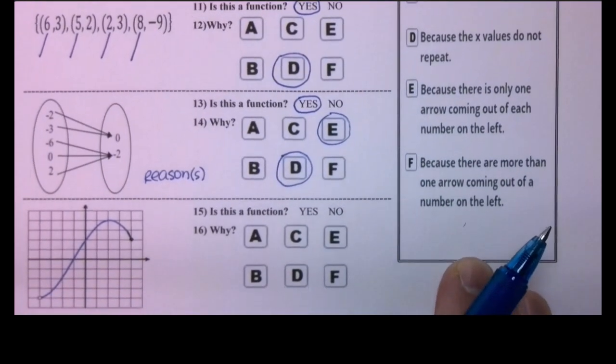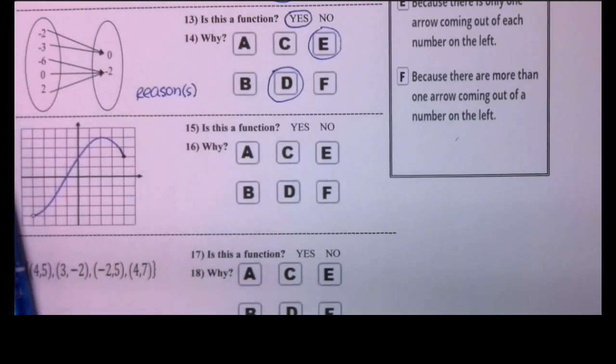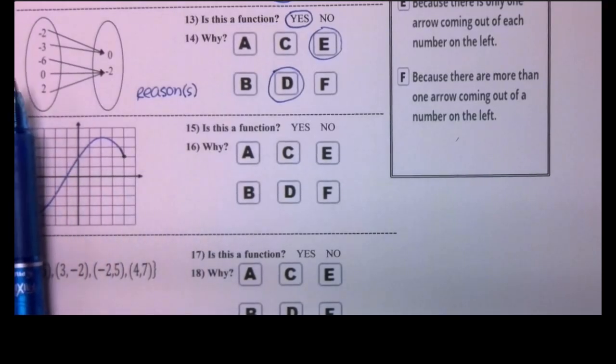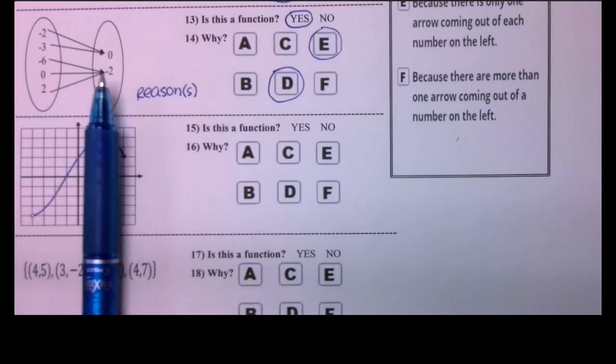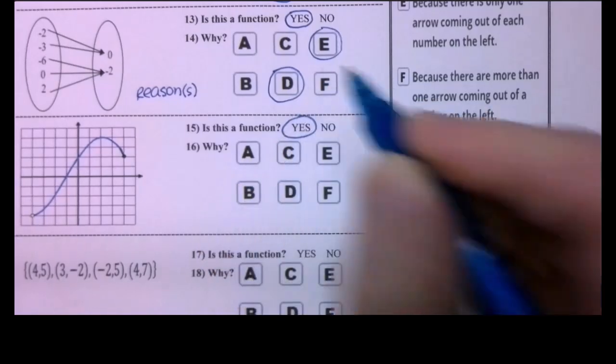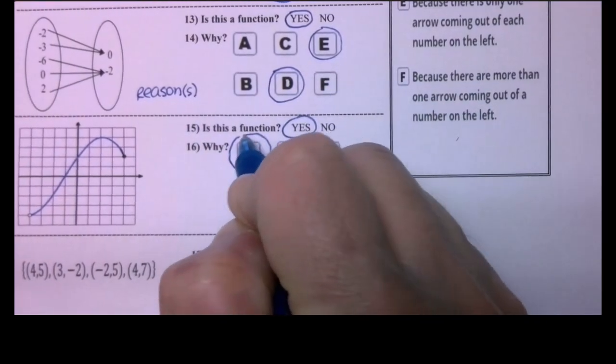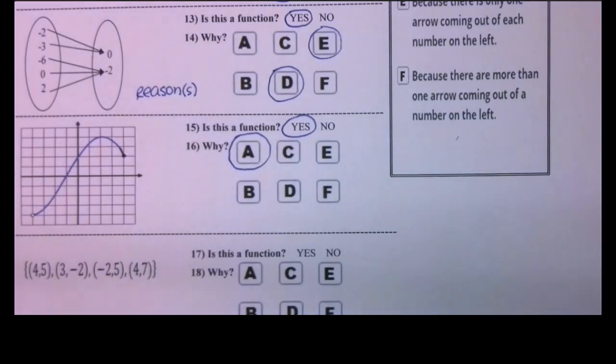Okay, all right, next one, we have a graph. We need to determine whether this is a function, so we're going to do the vertical line test, moving from left to right. We only touch one point at a time, so yes, it is a function, and the reason is because the vertical line test only touches one point at a time.